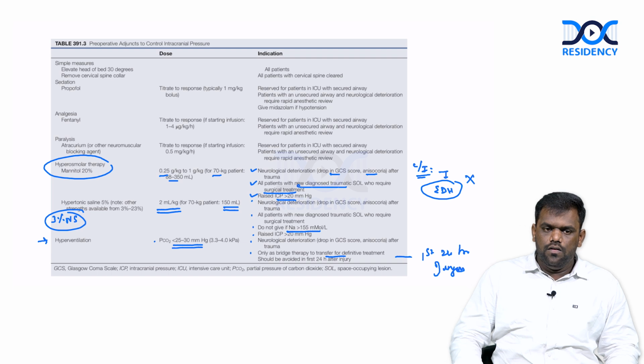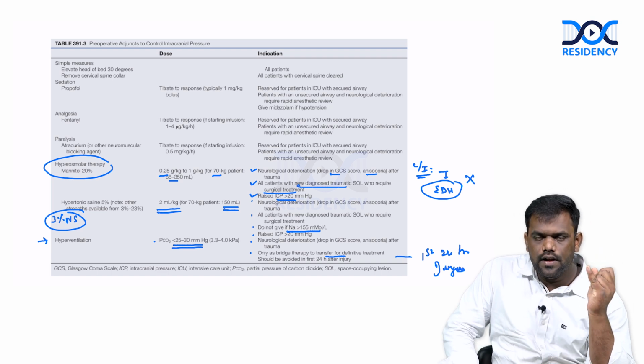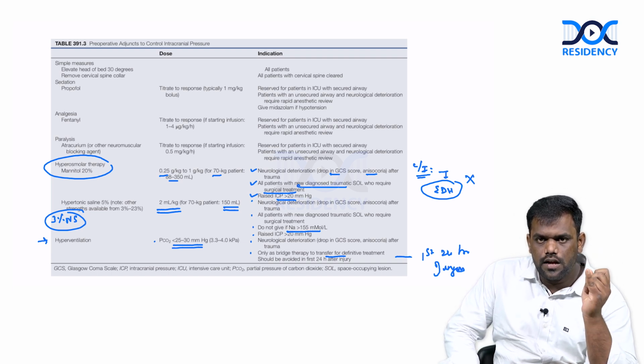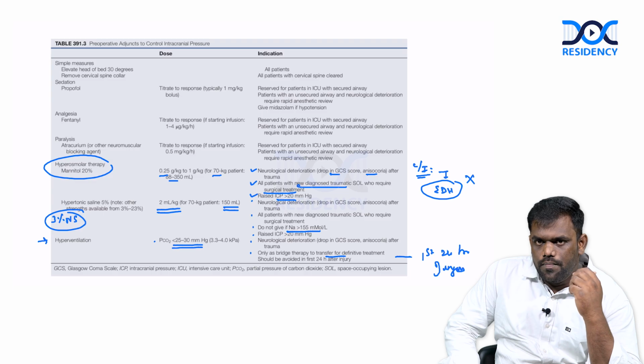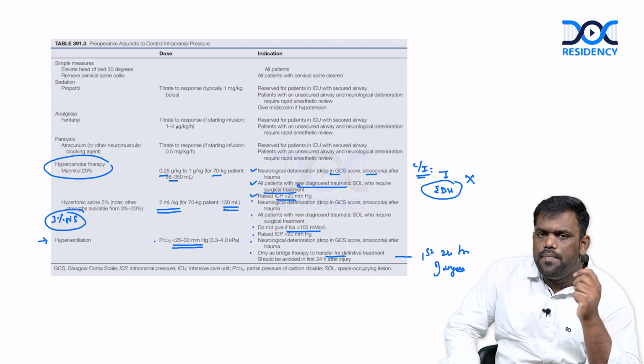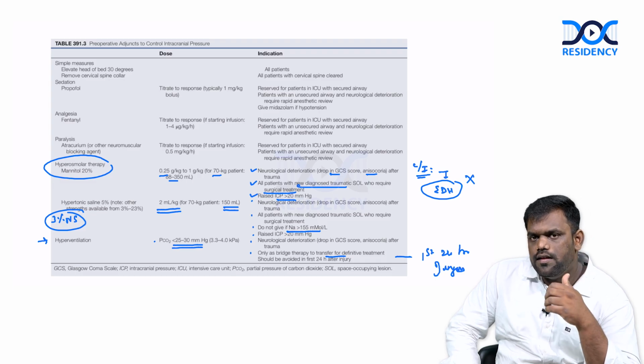So we have seen various ways to reduce the ICP. Number one is a simple measure: elevate the head of the bed to 30 degrees, remove the cervical spine collar, and use sedation like propofol and analgesia like fentanyl infusion. Give paralytic agents to the patient, start hyperosmolar therapy like 20% mannitol or 3% NS, and hyperventilate the patient. So these are the various methods to reduce the ICP.